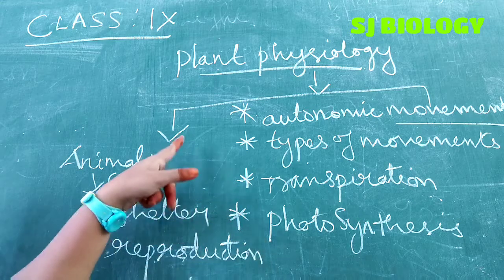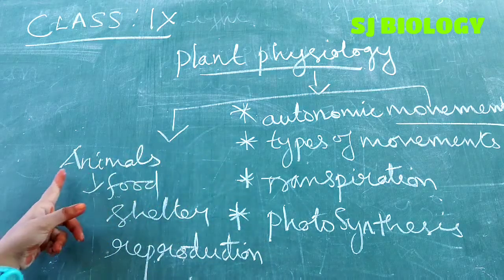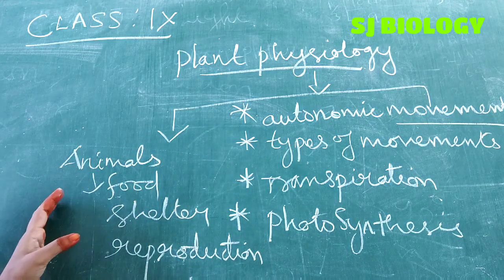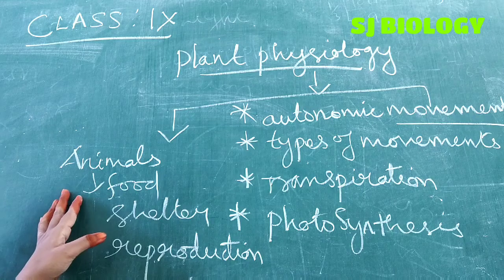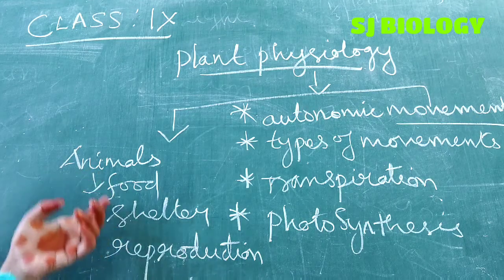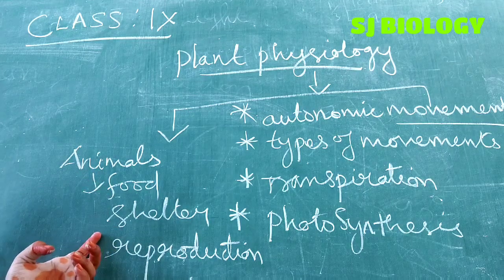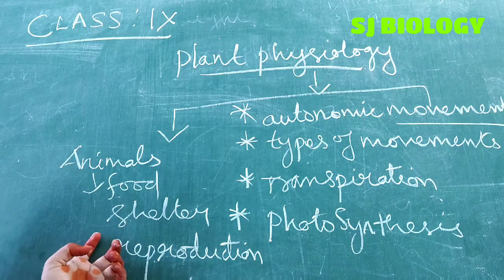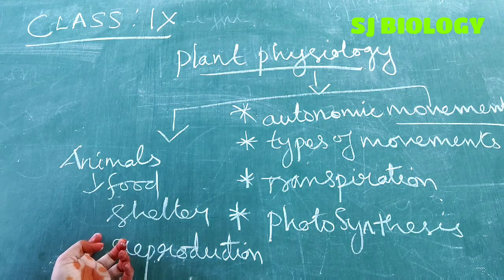So what is movement in plants? What do animals move for? In search of food, shelter and for reproduction. For these purposes animals can move, no? So do plants show such movements?